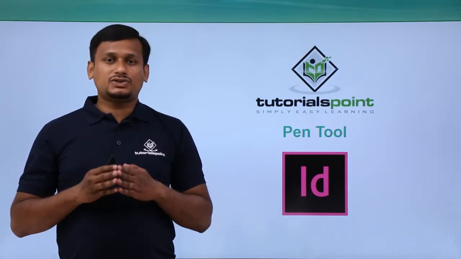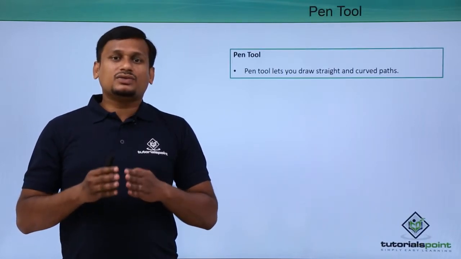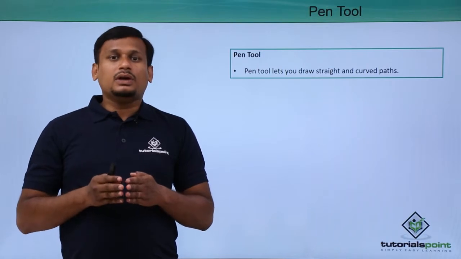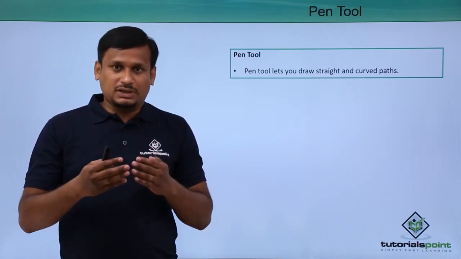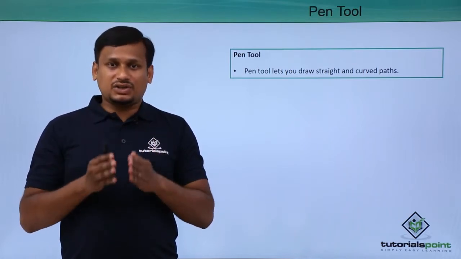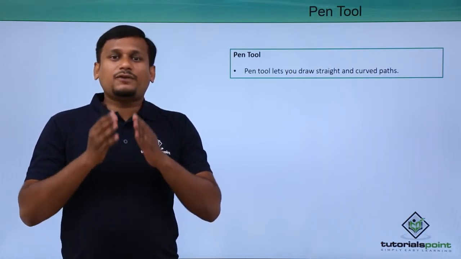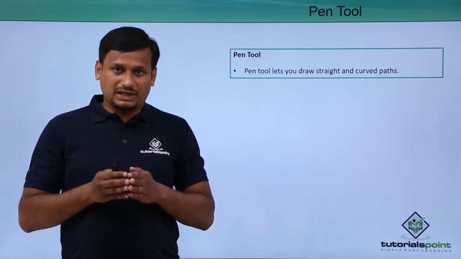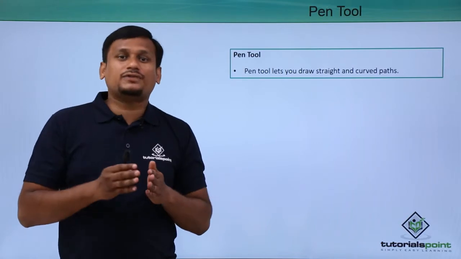In this video, let us know about the pen tool. The pen tool is used to create straight paths or curved lines, which is very necessary for us to create shapes. By default, in InDesign, we have certain shapes which can be created easily. Apart from that, if you want to create any shapes which are not available in InDesign, the pen tool is the tool which helps us to create such kinds of shapes.